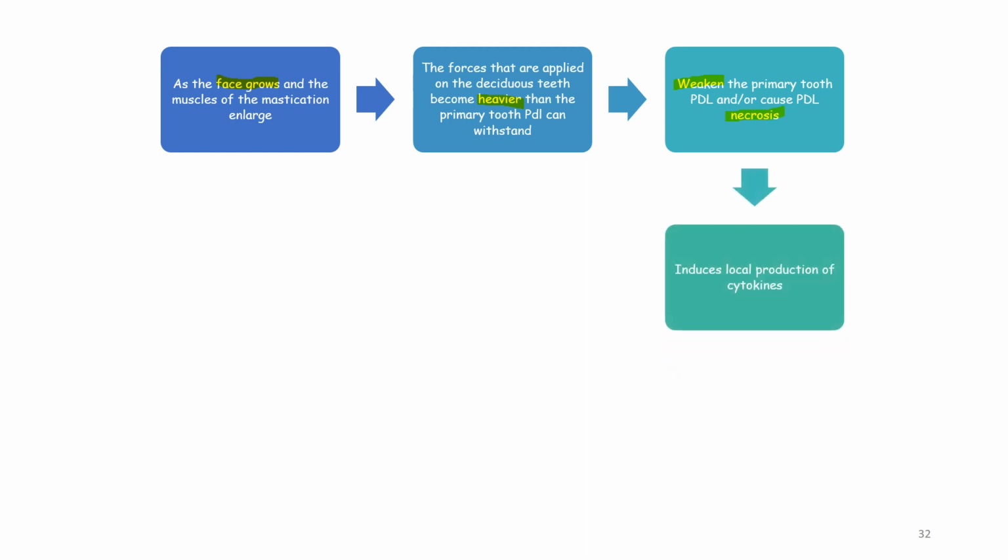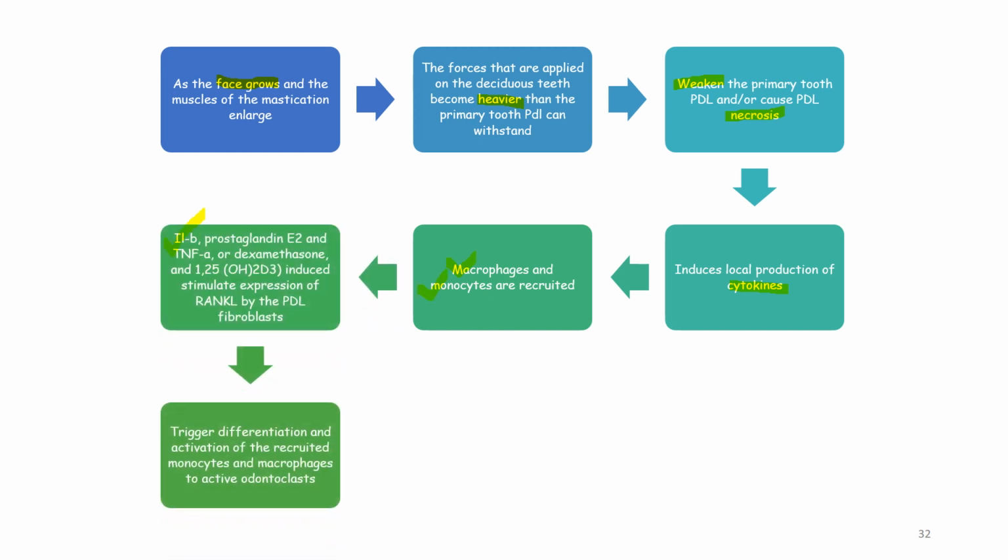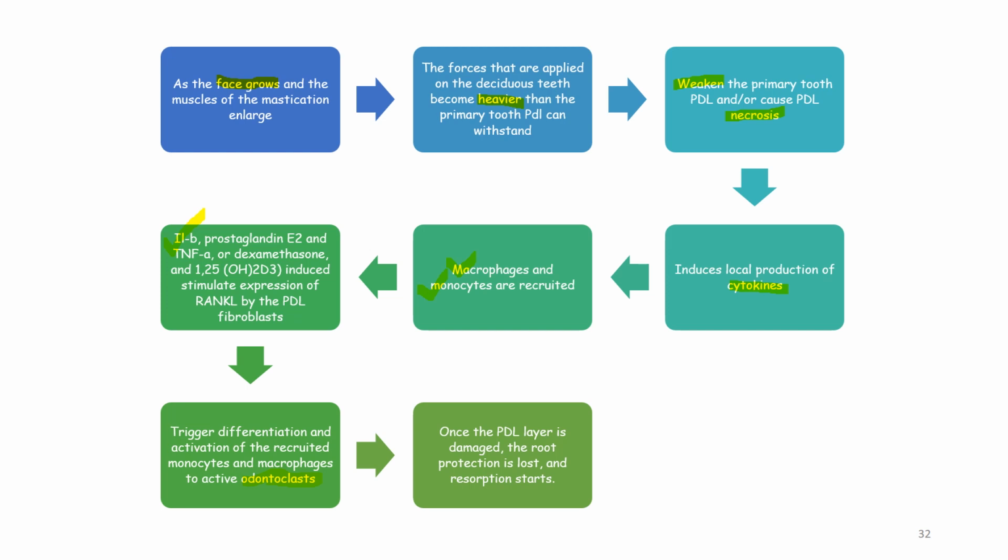This induces localized production of cytokines, which recruit macrophages and monocytes there. Under the influence of a few factors, these get differentiated and activated into active odontoclasts. Once the odontoclasts are formed, they damage the PDL layer which protects the tooth, and the process of resorption eventually starts.